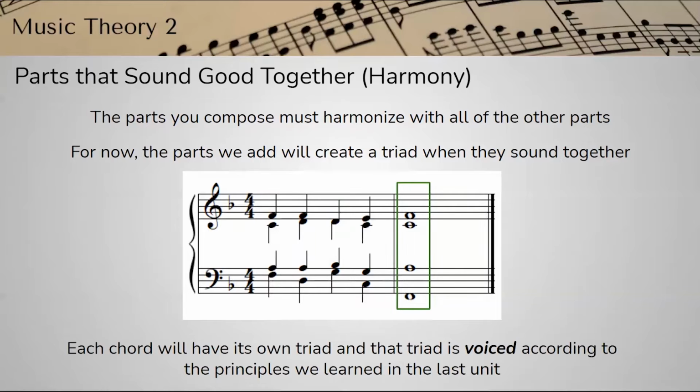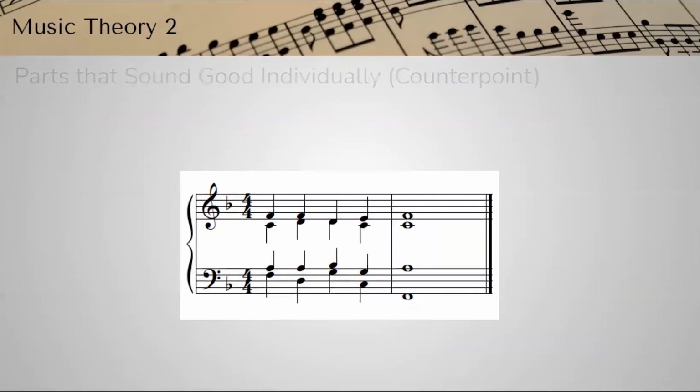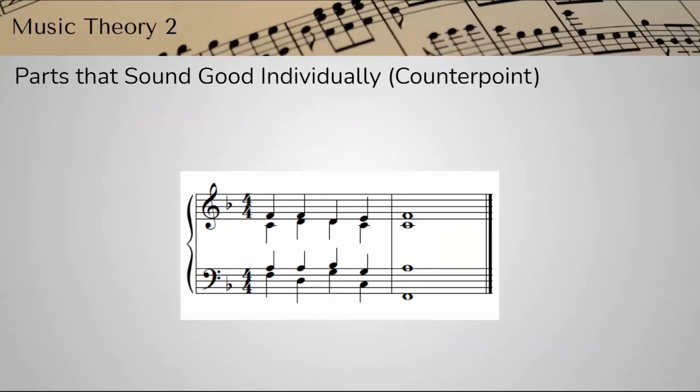So each chord, each thing that happens when the voices move together at the same time, will have its own triad. And that triad, of course, is going to be voiced according to the principles we learned in the last unit. So either as closed voicing or an open voicing, and you won't have any more than an octave between the upper 3 parts, just like we learned about in the last unit. Okay, so that's how things sound good up and down as harmony.